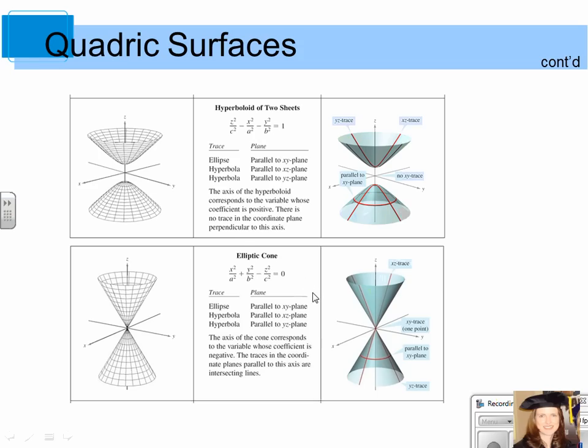The bottom one is the elliptic cone, and it looks like it's actually two cones point to point. And the way you can recognize an elliptic cone is by looking at the squared terms. They're going to equal 0. Now we have two positive coefficients and a minus, which leads to this graph of the elliptic cone.